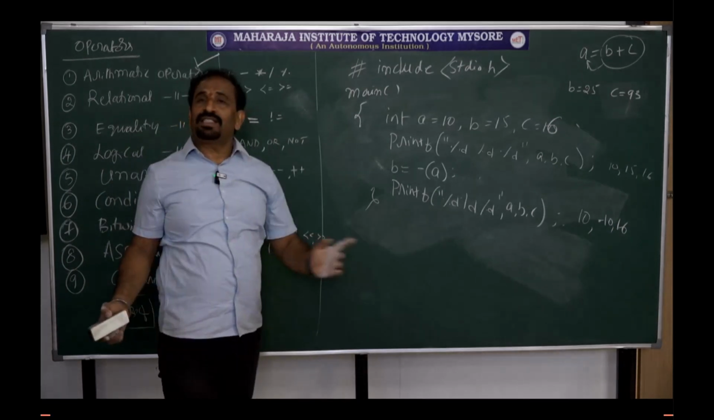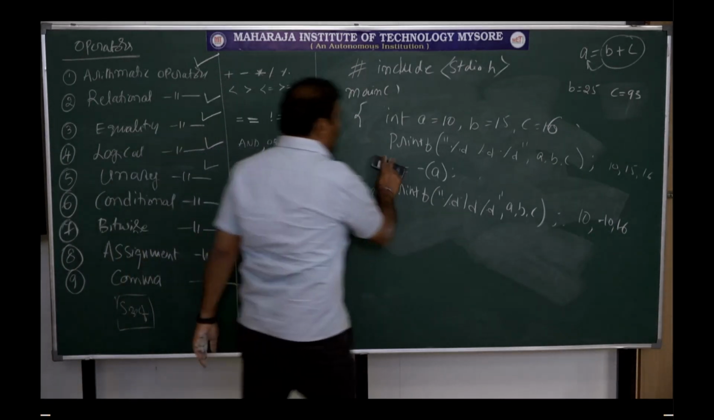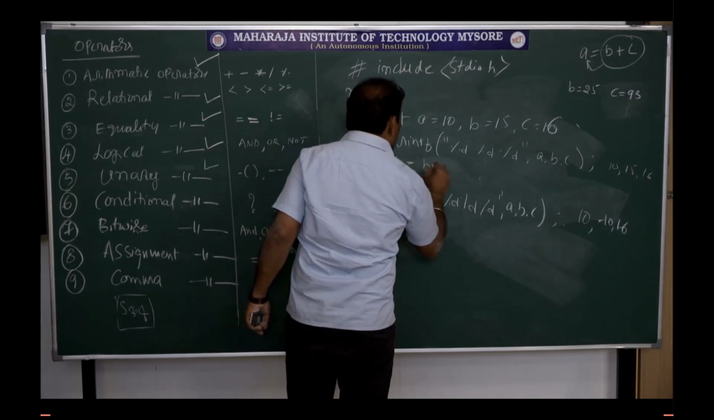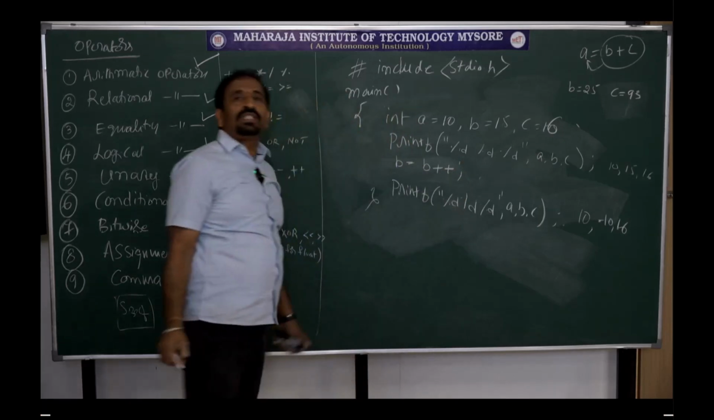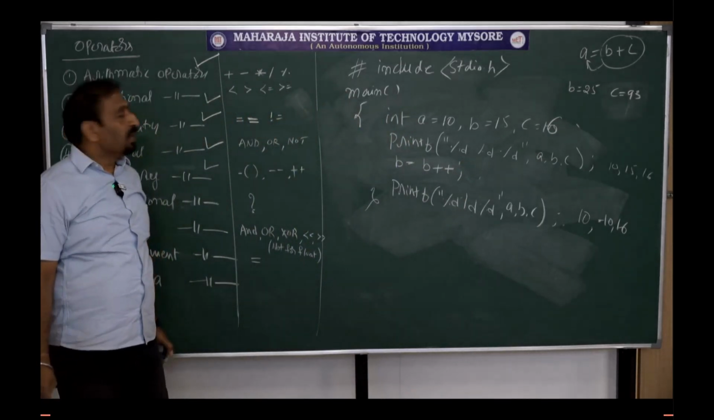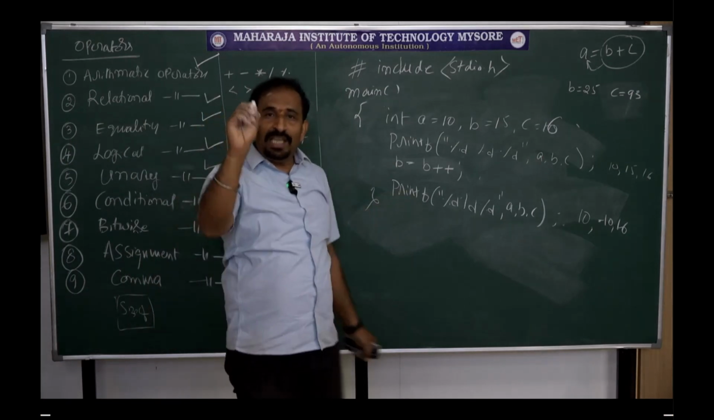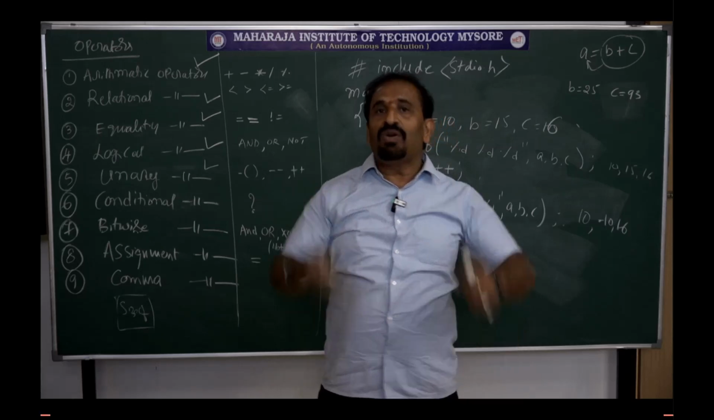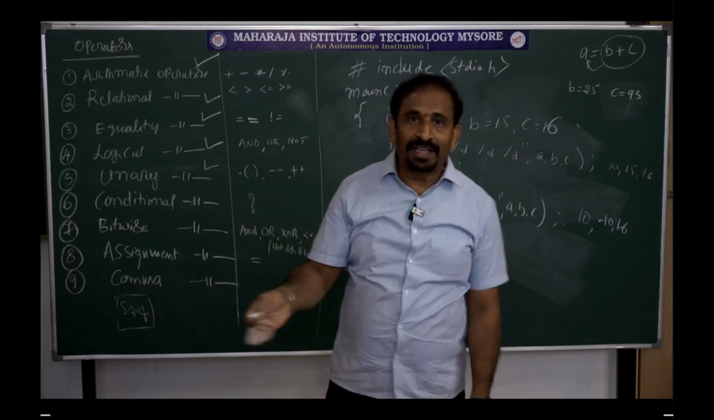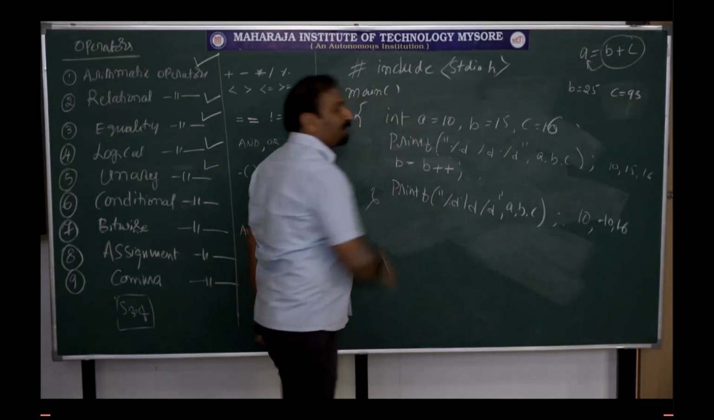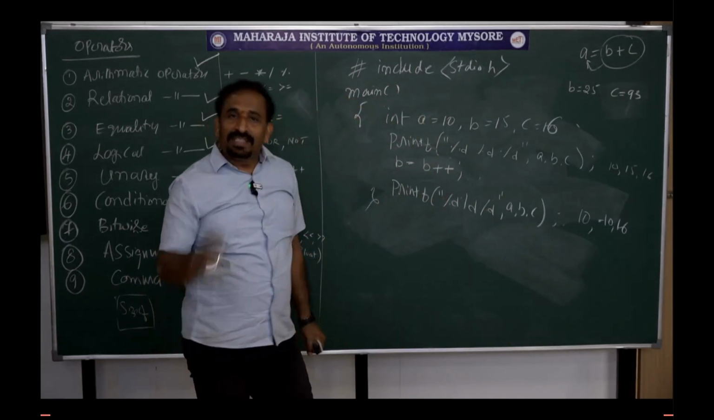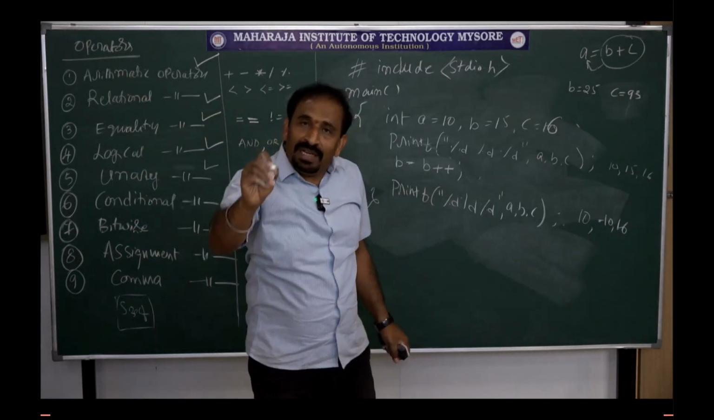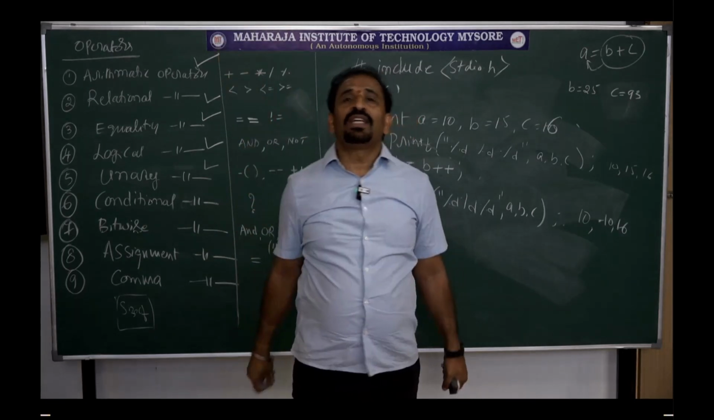Similarly, there is another interesting thing you will be doing. You can see B is equal to B plus plus. I am using the plus plus operator. C plus plus is an interesting programming language which evolved based on C, and the name is picked up from this. It is the increment operator. When you do plus plus, it is automatically incremented by 1.